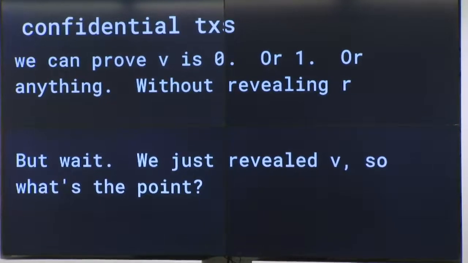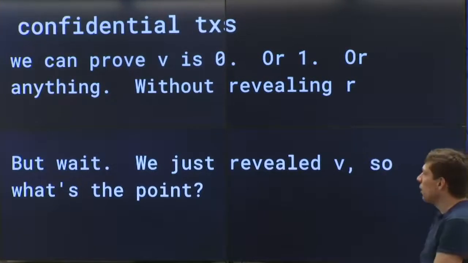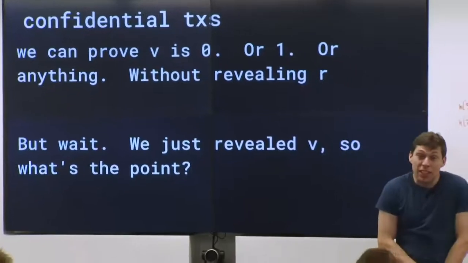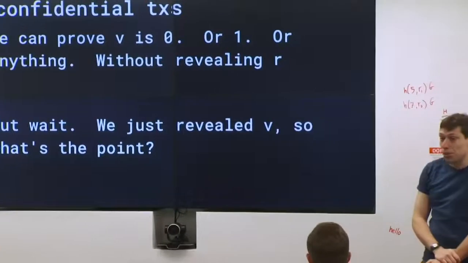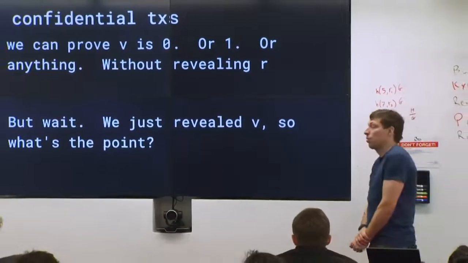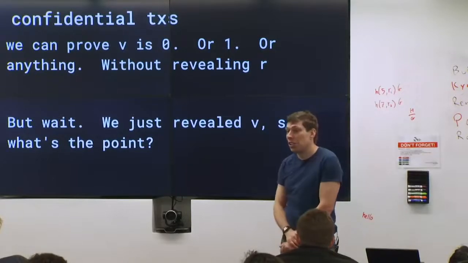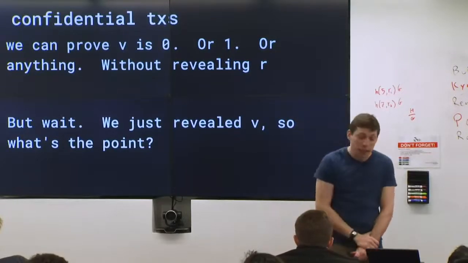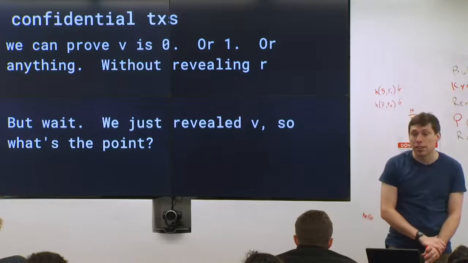We can prove that V is 0. Or we can prove that V is 1. Or really, we can prove that V is anything. Just subtract a whole bunch of h's, right? Say, hey, subtract 7,000 h. And now I'll provide a signature. And that proves that V was 7,000.